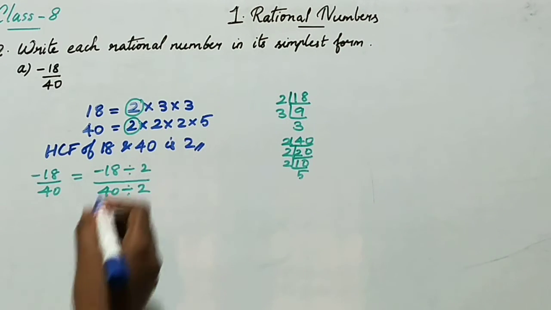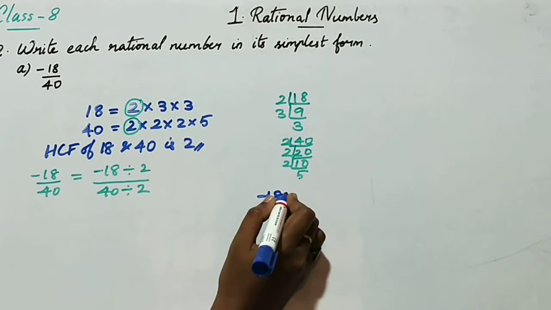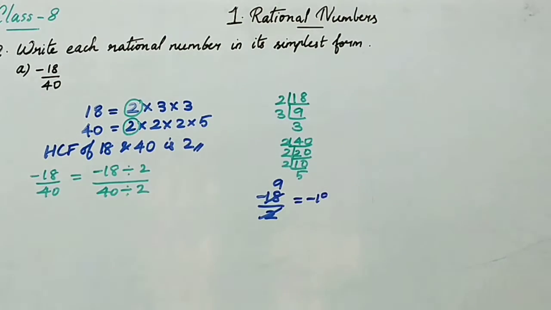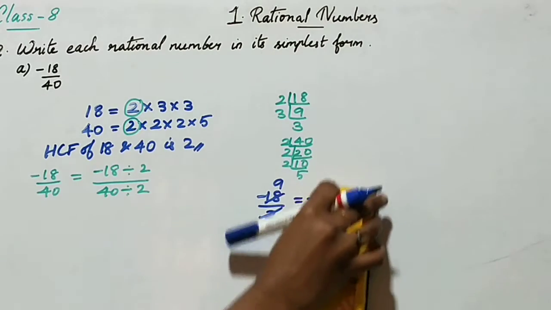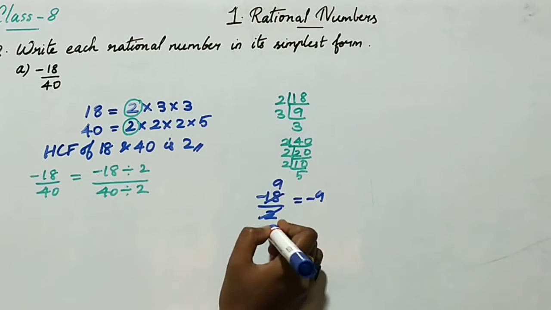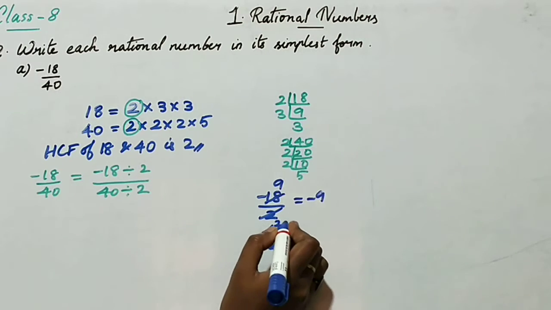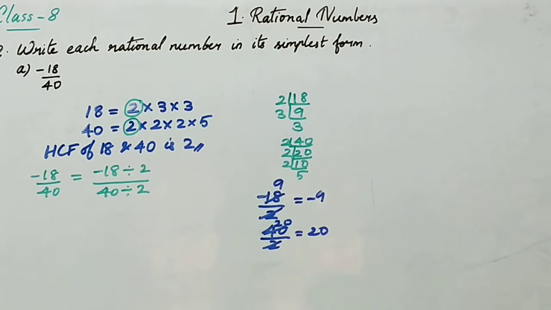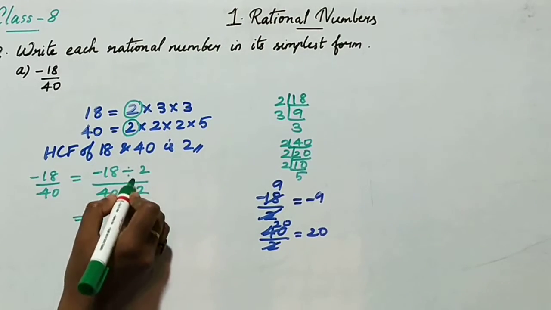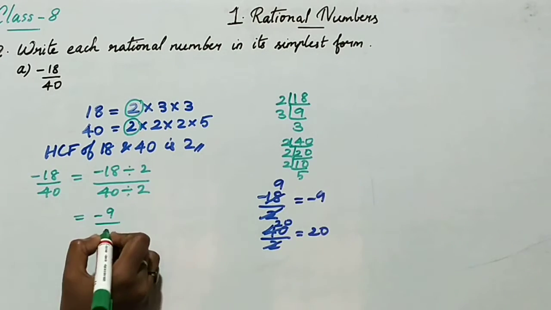So what will be the answer? So minus 18 divided by 2. So in second table if I cancel this 9 times, right? So that will be minus 9. Okay. So this will be minus 9. What is the next one? 40. So 40 divided by 2. What is the answer? 20. Right? 2 to the 4, 0. So that will be 20. So here in the next step I can write, if I divide 18 with 2, I will get the answer as minus 9. Whole thing divided by 40 by 2 is 20.